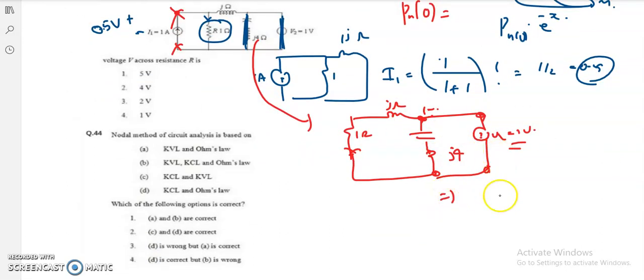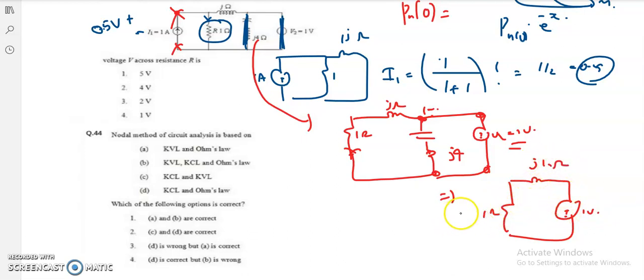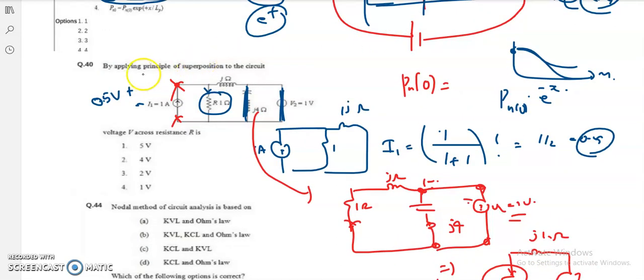Now the equivalent circuit of this one can be drawn as a resistor and inductor with simply 1 volt, and it is j1 ohms and 1 ohm. Now the current flowing through this 1 ohm can be given as voltage divided by total resistance, that is 0.5, and the voltage across this resistor is 0.5 into 1, which is equal to 0.5 volts. So now due to the voltage source, the voltage across the resistor is 0.5. Now 0.5 plus 0.5 becomes equal to 1. So here the fourth one is the correct option.